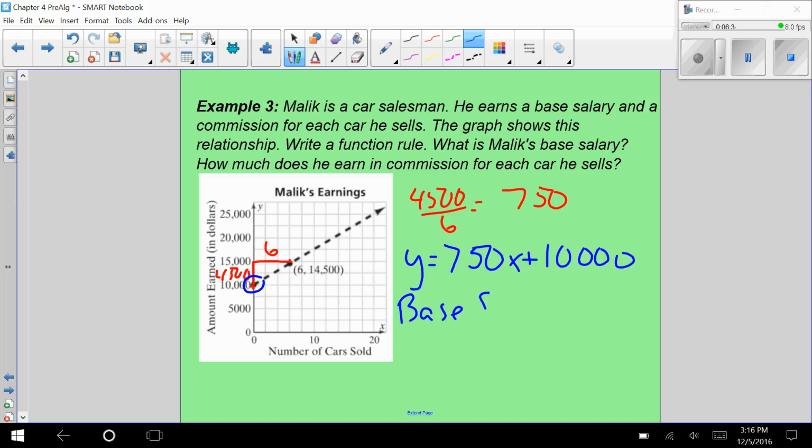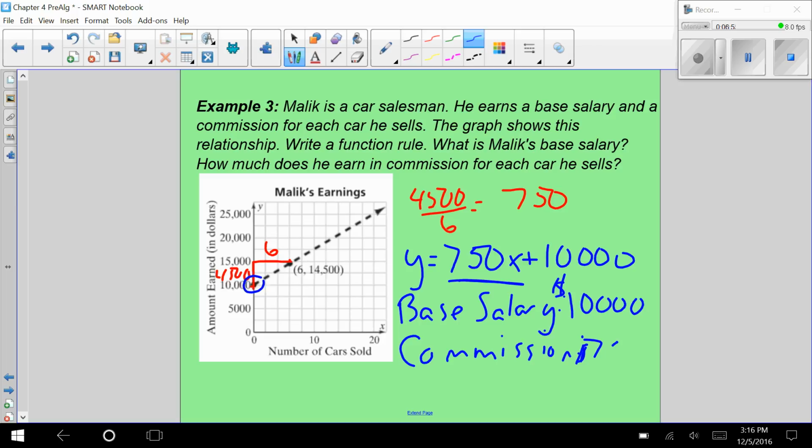His base salary is the next part. Base salary, what does he get before he gets his commission? He starts off with that $10,000. And then we have how much does he earn in commission for each car? Well, for each car, he's going to get $750 per car. And there we are.